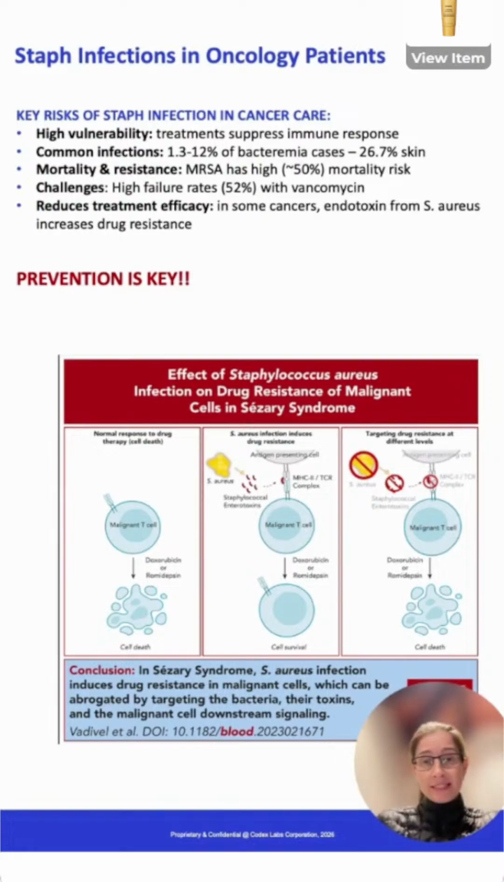Well, drug resistance. In some cancers, not all, but for example, patients with Sézary syndrome, which is a leukemic variant of cutaneous T-cell lymphoma, these patients are prone to Staph aureus infections and have a poor prognosis due to treatment resistance. Papers, for example, the one that I'm showing the figure for, show that S. aureus and staphylococcal enterotoxins, these are basically the toxins produced by the bacterium, can induce drug resistance in the malignant T cells against the therapeutics commonly used. So staph can be particularly dangerous for people undergoing oncology treatment or with certain types of cancers.